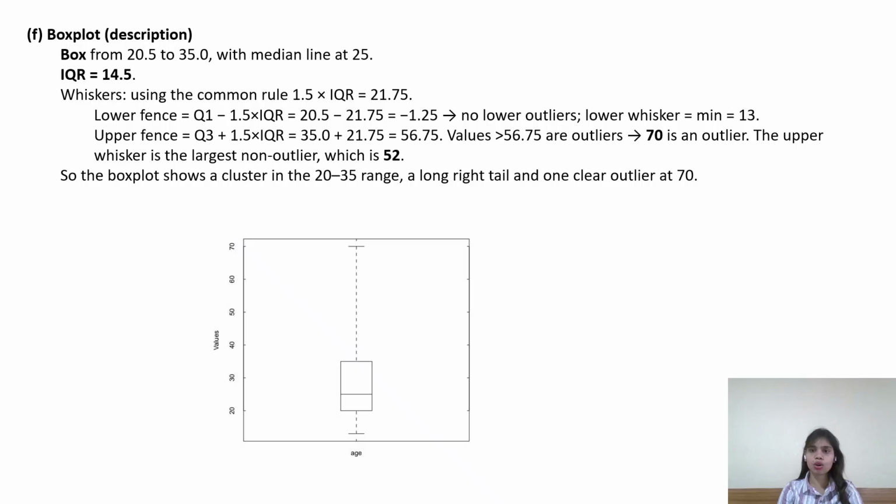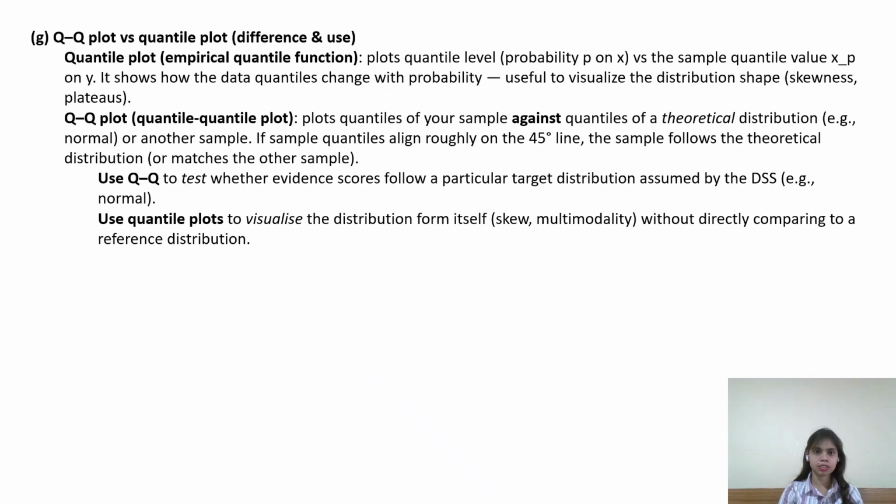70 is an outlier. The upper whisker is the largest non-outlier, which is 52. So the box plot shows the cluster in the 20 to 25 range, a big width, a long right tail, and one clear outlier at 70.